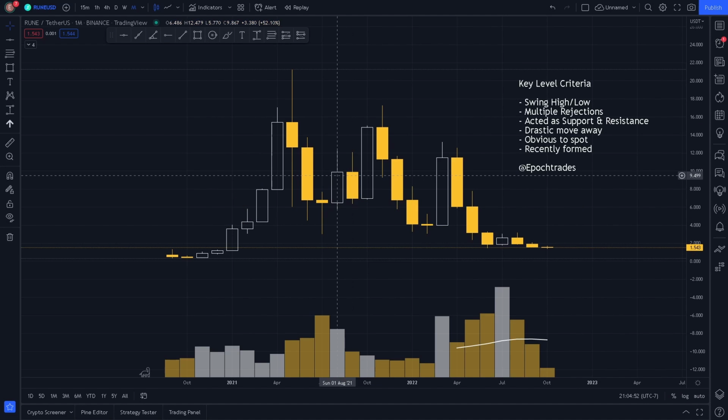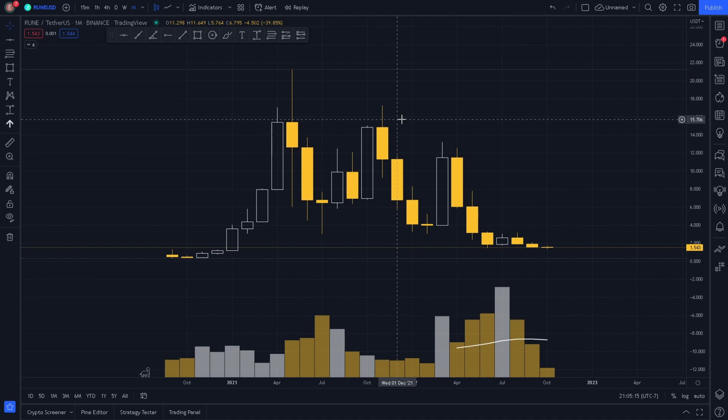Today we're going to be covering key levels on the monthly and weekly time frame for Rune. So as always, our key level criteria, what we look for is swing highs and swing lows, multiple rejections, acted as support and resistance, drastic moves away, obvious to spot, and recently formed. So let's go ahead and hop right in.